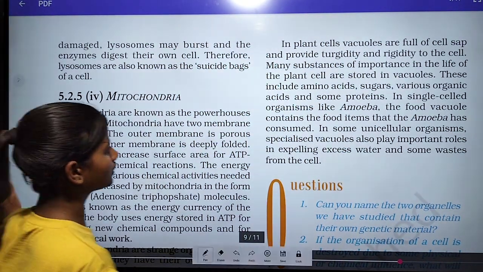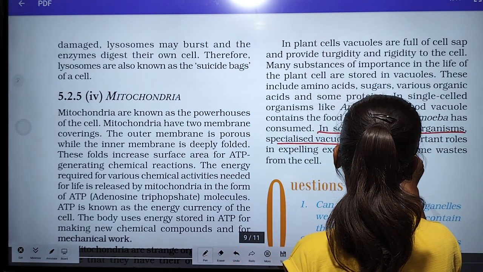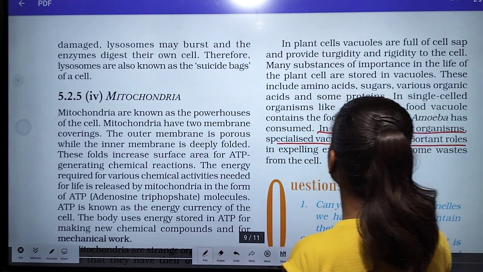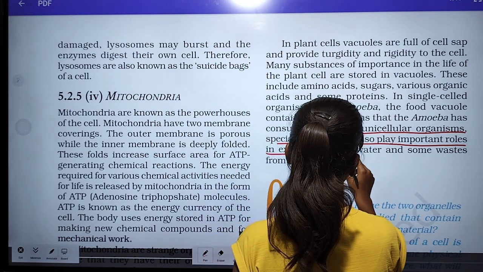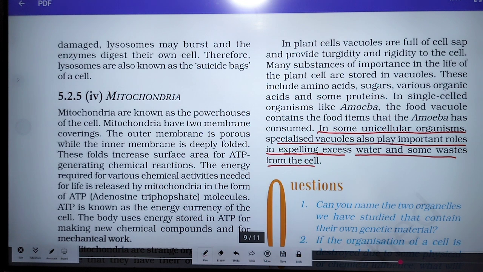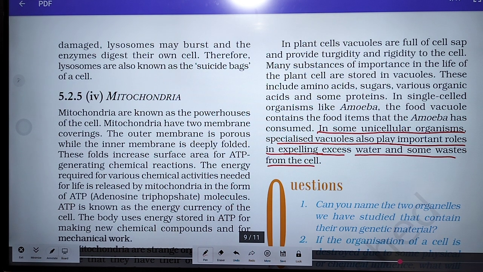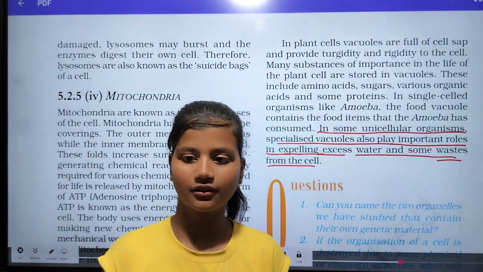Lastly, in some unicellular organisms, specialized vacuoles also play important roles in expelling excess water and some waste from the cell. It stores waste material which is present in the cell.